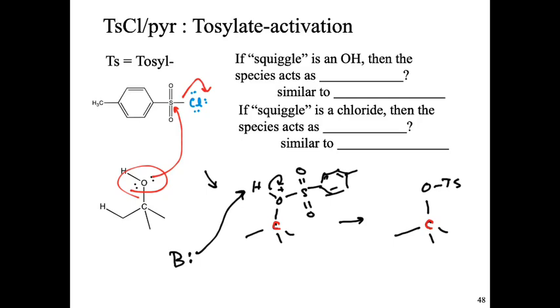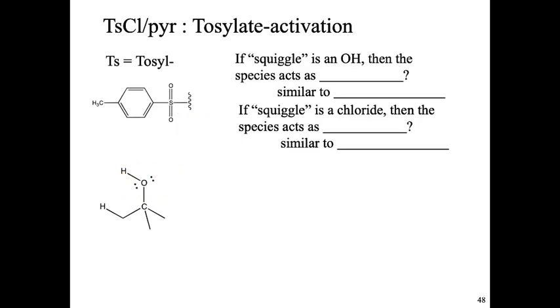But what this does do is it creates this OTs. Okay? Why is that potentially useful? Why was sulfuric acid such a strong acid? Because it's so polar.